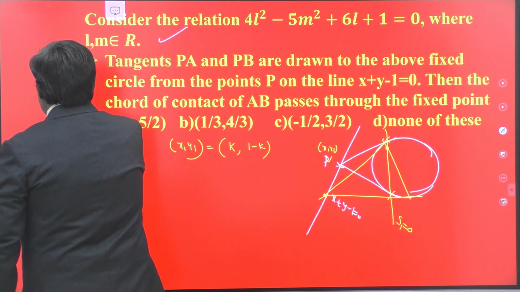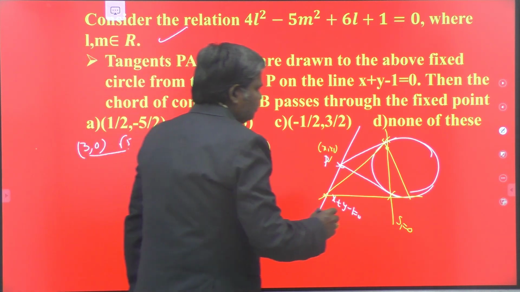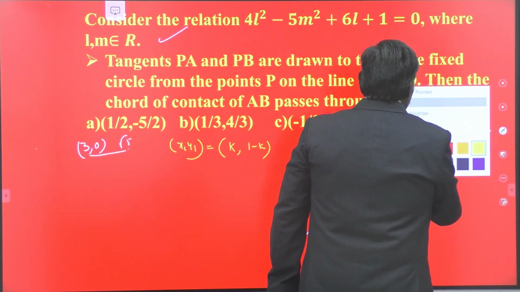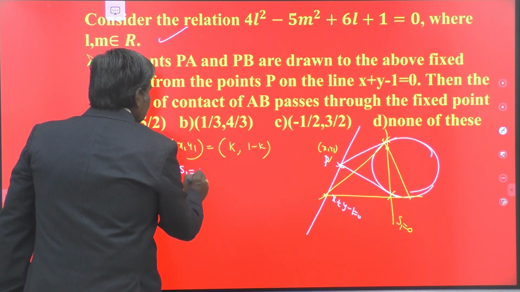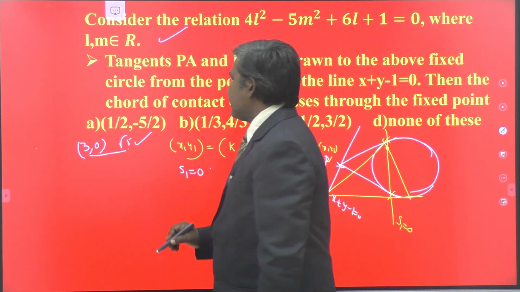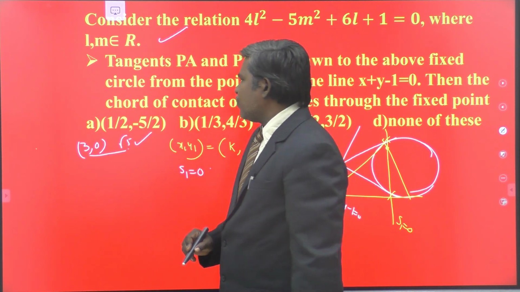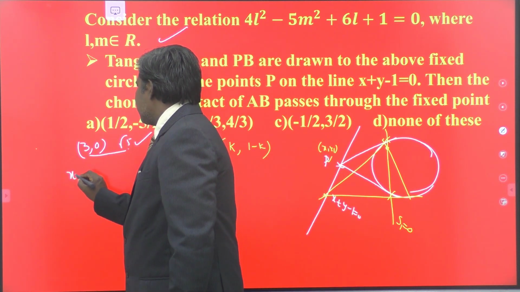So let us try to draw the chord of contact equation. What is the chord of contact equation for this point? S1 is equal to 0. What is our circle equation? First of all, this is the center (3, 0) and radius is what? Root 5. What is the equation of the circle?